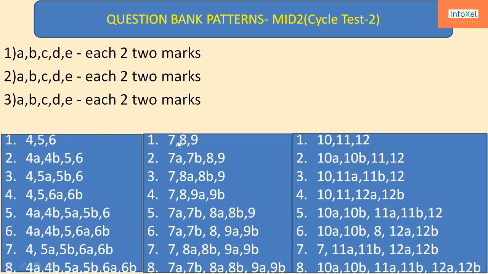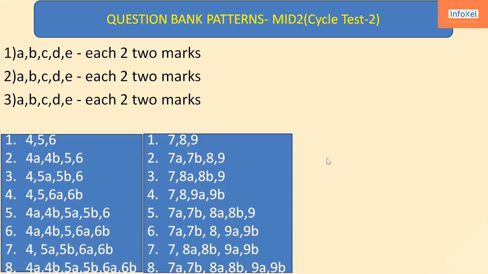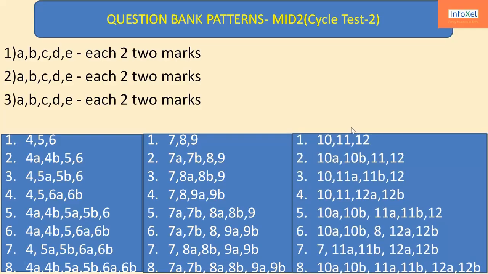Similarly for Unit 4, questions 7, 8, 9. 7A, 7B with subdivision, and question number 8 and question number 9 with no subdivision. There are 8 possibilities. Similarly for Unit 5, question numbers 10, 11 and 12, with and without subdivision, there are 8 possibilities. So 8 into 8 into 8.